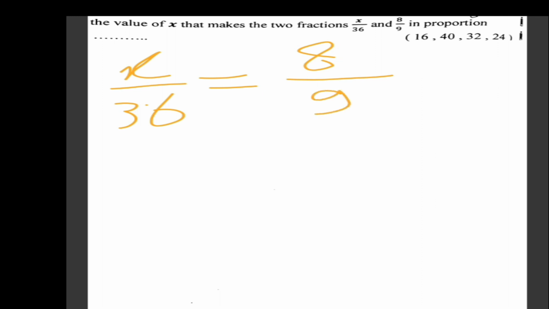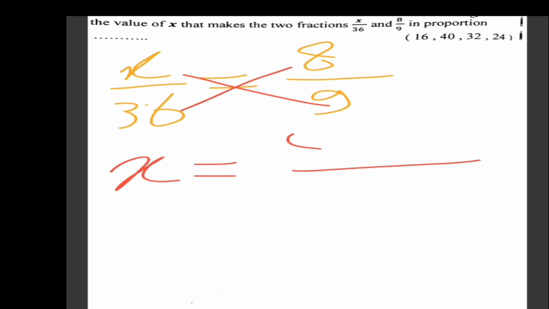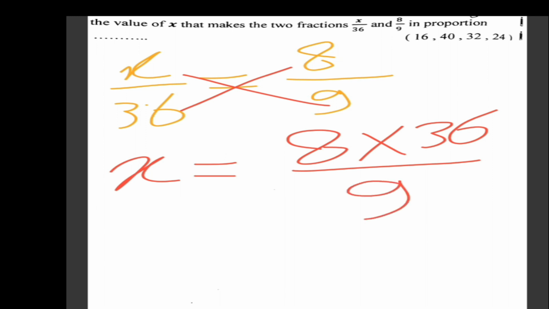To get the value of x here, we make a cross. So x equals 8 times 36 over the number opposite to x, this 9. So 8 times 36 divided by 9 equals 32. So here we put x equals 32 to make these ratios proportional.